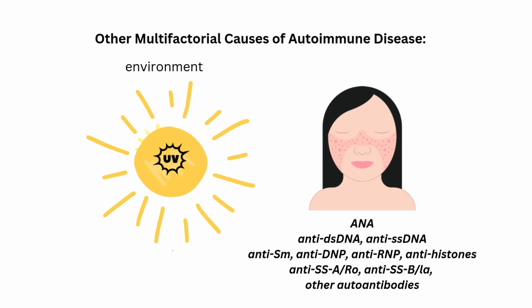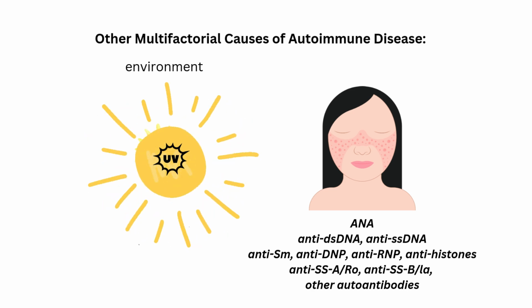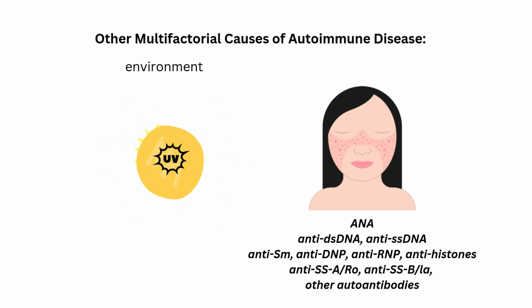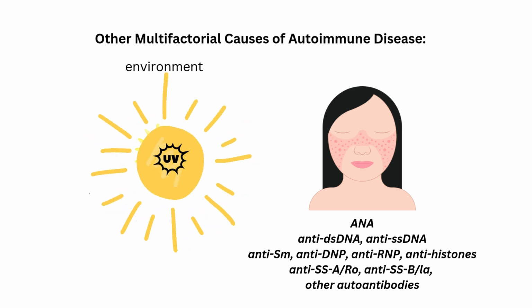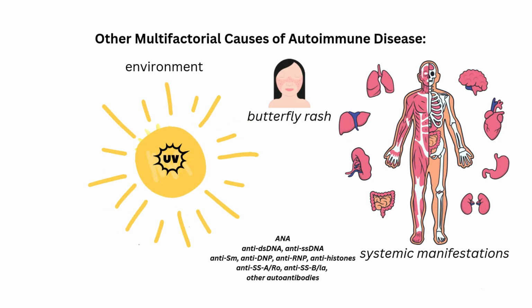An example of an environmental cause is in lupus. Ultraviolet light causes DNA damage to the skin cells, making them targets for anti nuclear antigens, stimulating anti double stranded DNA, anti-Sm, anti ribosomal proteins, and others, and causing the distinctive butterfly malar rash. Also, organ and systemic manifestations.